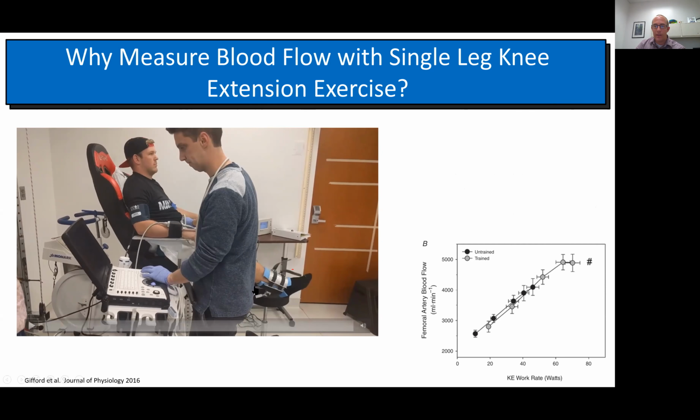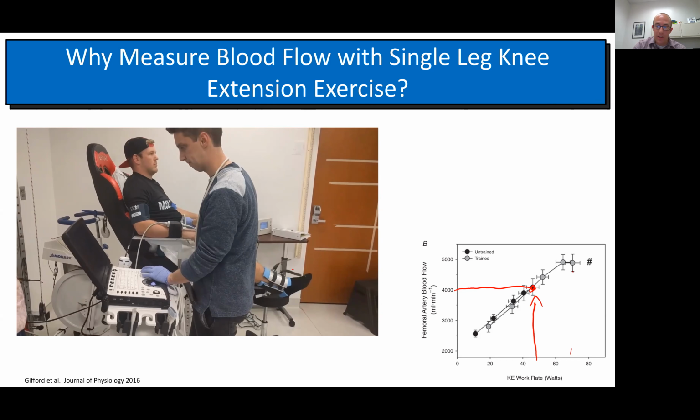All right, so this comes back to a study I showed you a little while ago. I had endurance trained and untrained people do this knee extension exercise. Untrained people could only hit about 50 watts, and that 50 watts is consistently associated with about 4 liters per minute of blood flow. The endurance trained people, at 50 watts, got that same 4 liters per minute of blood flow, but they could keep going higher and higher.